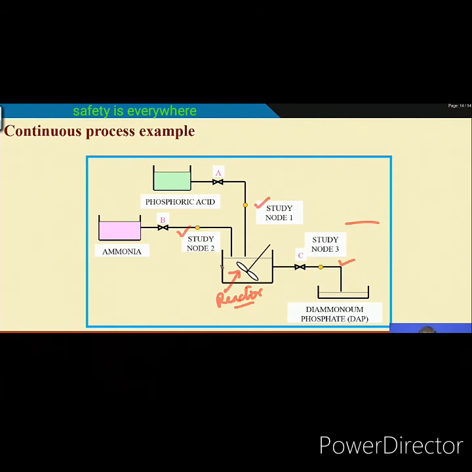Why are pipelines usually considered? Because they are the more vulnerable points. By saying this, I am not saying that you do not take the reactor; you can also take it. It all depends on the safety criticality. It is you who will determine how many study nodes there will be.